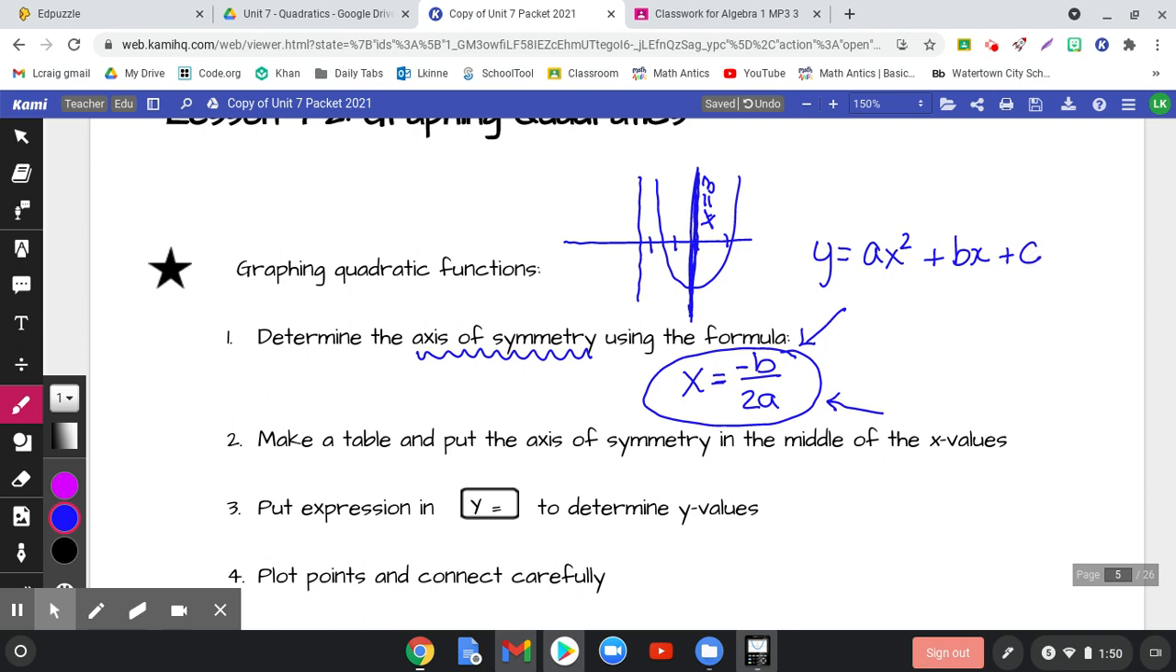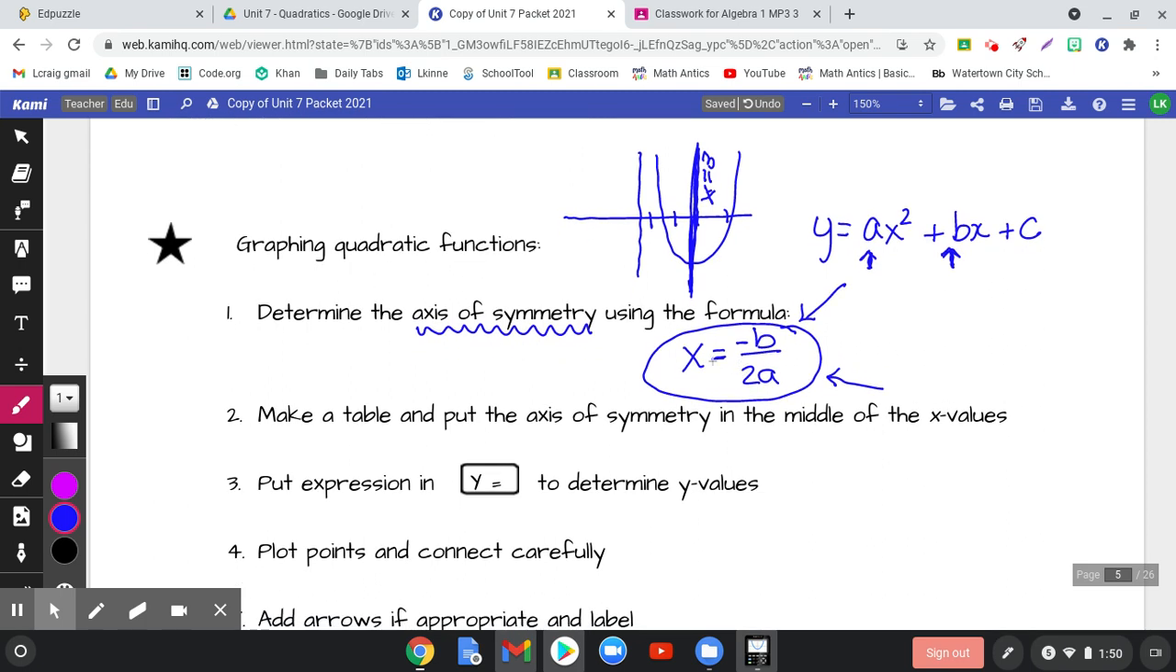That's standard form. The number in front of x squared is your a. The number in front of x is your b. So that's where those two letters are going to come from. If you can find that, that's going to be the center of your table because that's where it turns. So that would be this point right here. So we're going to make a table, and we're going to put the axis of symmetry in the middle of the x values because it is x equals.